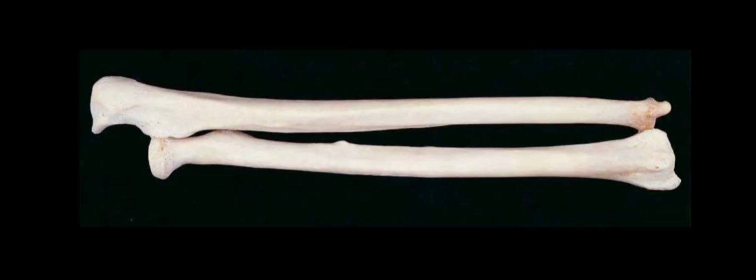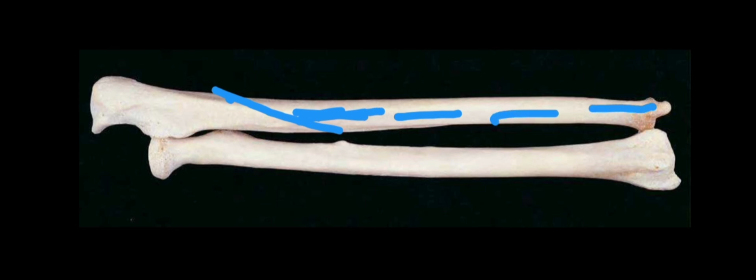And next, the posterior surface. It has an oblique line dividing it into a smaller superior part and a larger lower part. The lower part is divided into four quarters. In the upper 1/4, it gives origin to the abductor pollicis longus.